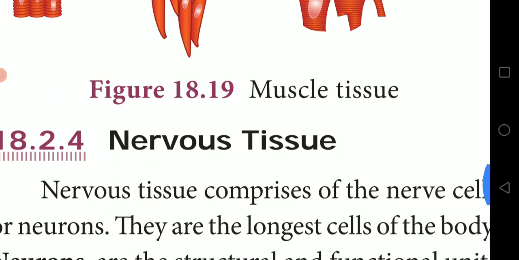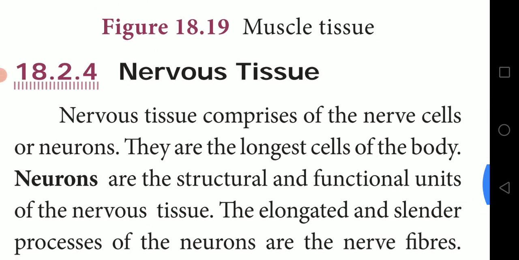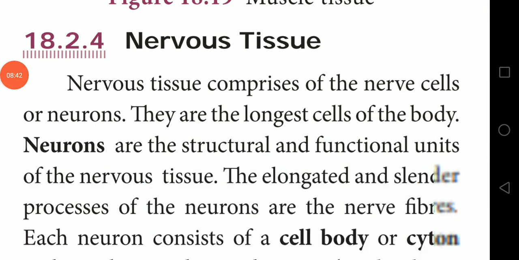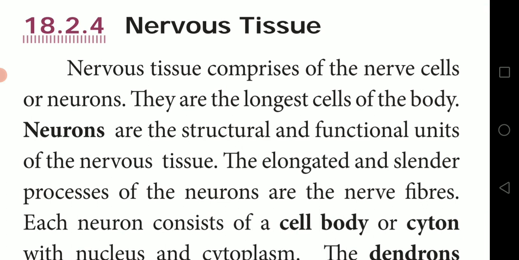The next topic is nervous tissues. Nervous tissues comprise nerve cells or neurons. They are the longest cells of the body. They'll ask you one word. Take your textbook and you can underline. So dash are the longest cells in our body. They'll ask you which one. Neurons are the longest cells of the body.